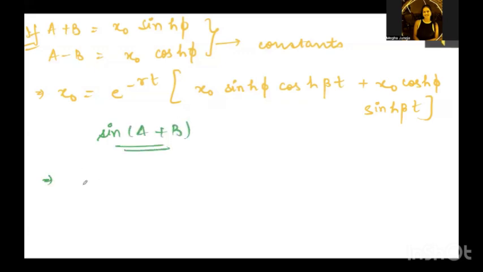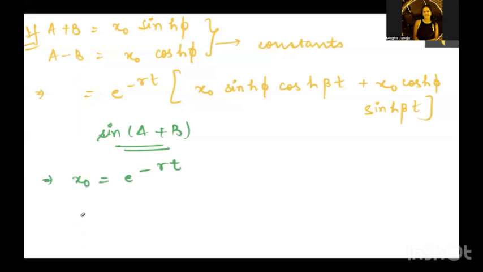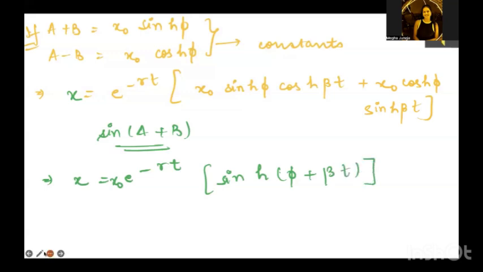Yes. So that's why what we can say that x naught will be equivalent to e raised to the power minus of rt x. Oh, sorry. X is equivalent. X naught kahan se aa gaya? Okay, x naught was already there. So this is x. It's not x naught. It's x. Displacement ko hum x consider karke chal rahe hain na. So that's why we can say it's going to be x. X is equivalent to x naught times e raised to the power minus of rt and then sin h phi plus beta t.